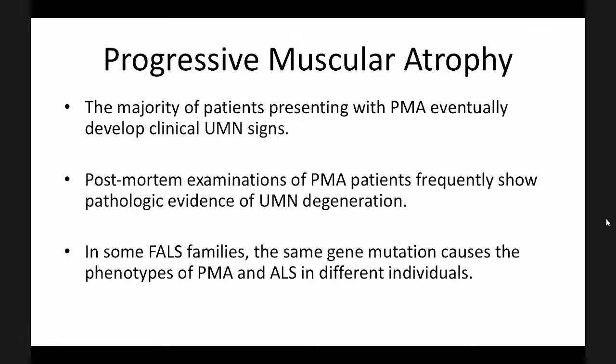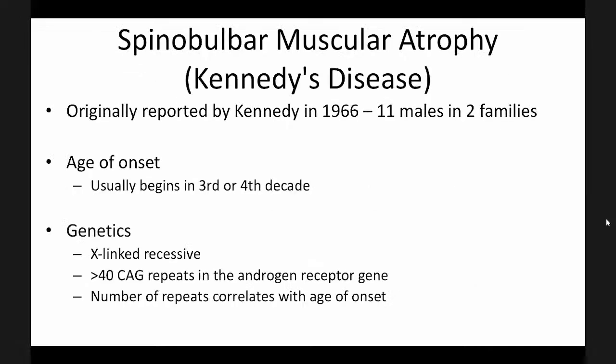The majority of patients who present with PMA eventually develop clinical UMN signs. A post-mortem examination of a PMA patient typically shows pathologic evidence of UMN degeneration. Then we have another disease, spinal bulbar muscular atrophy. Age of onset is the 3rd to 4th decade. It is X-linked recessive. There is no correlation of repeat length with the age of onset.